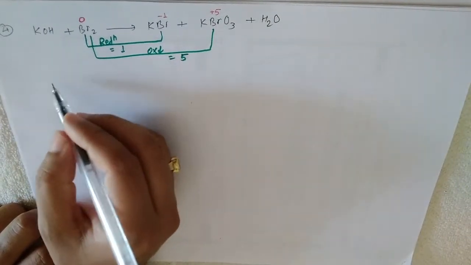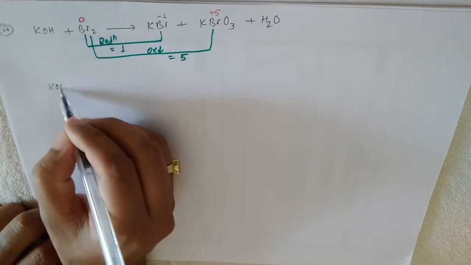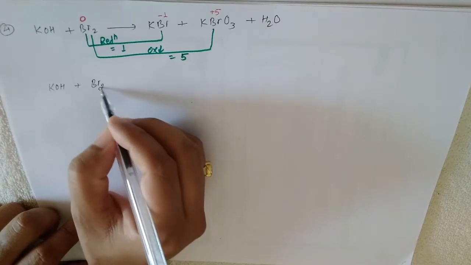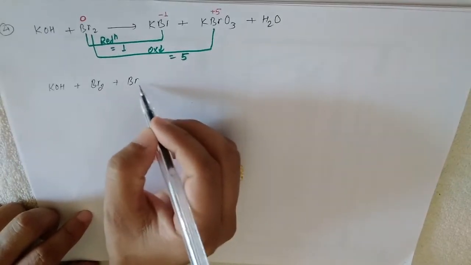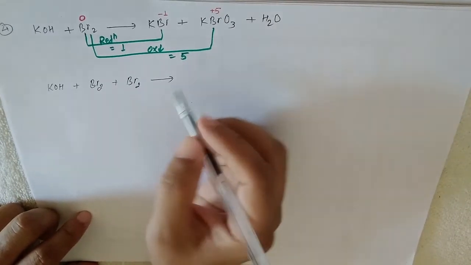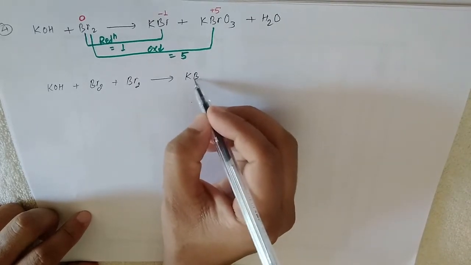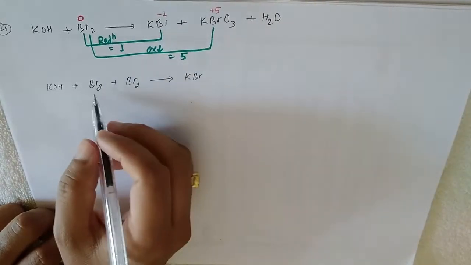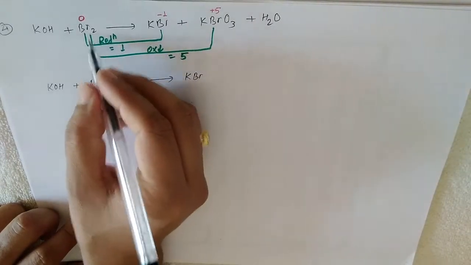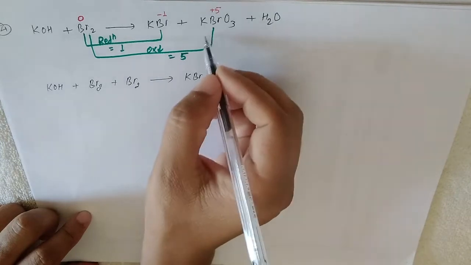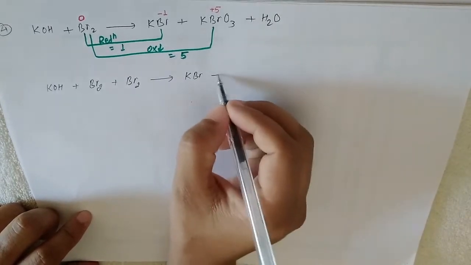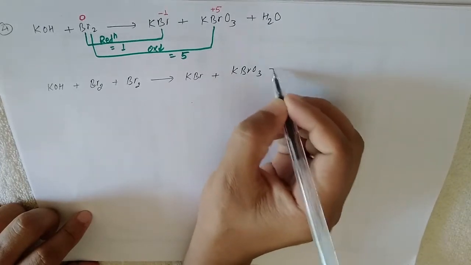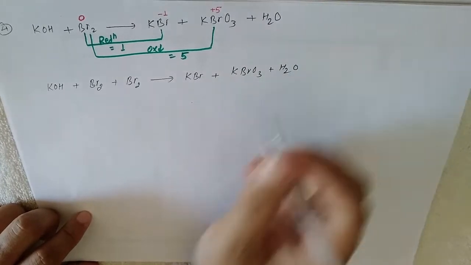So we are writing this equation again here: KOH plus, we are writing here in two parts, Br2 is oxidized and Br2 is reduced. So I am writing Br2 here twice because it is easy to balance this chemical reaction, because one Br2 is oxidized and another is reduced. So KBr plus KBrO3 plus H2O.